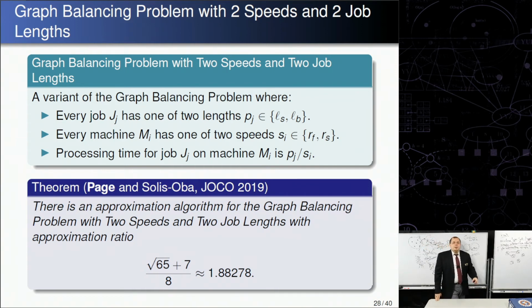Now, the thing that's very exciting here is that, and we got this published in 2019 in the Journal of Combinatorial Optimization, you actually can derive a better than 2 approximation algorithm here. It ends up having a very strange approximation ratio. It's (square root of 65 plus 7) over 8. It's about 1.882. So that's better than 2, and the thing that makes this interesting is the technique we use.